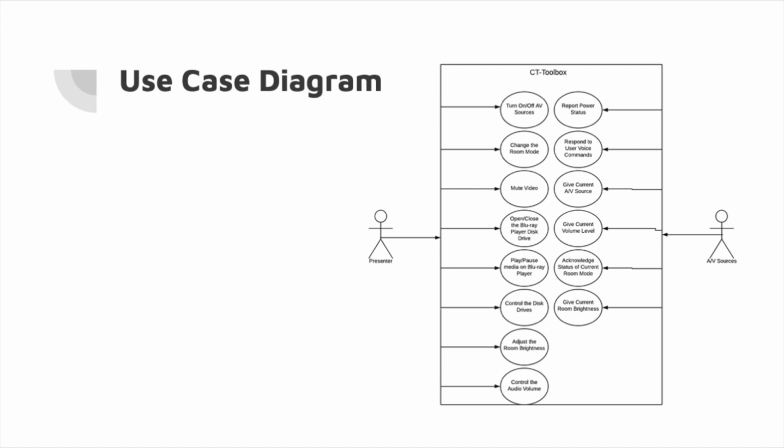Here we have our high-level use case diagram. Each use case represents one of the functionalities that a presenter in a Kutztown classroom could perform. As you can see, there are commands involving utilizing a Blu-ray player and adjusting the volume in a room. Unfortunately, we did not get to all of the use cases we had hoped for.